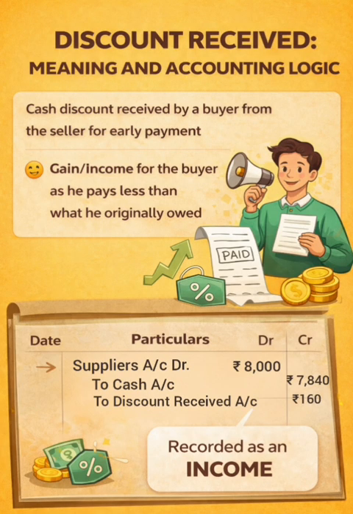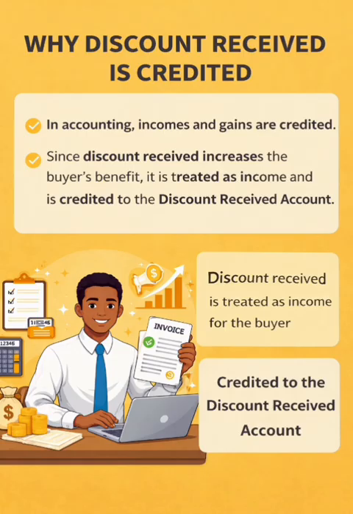What is discount received? Discount received is the cash discount received by a buyer from the seller for early payment. From the buyer's point of view, it is a gain or income because he pays less than what he originally owed. Why discount received is credited? In accounting, incomes and gains are credited. Since discount received increases the buyer's benefit, it is treated as income and is credited to the discount received account.